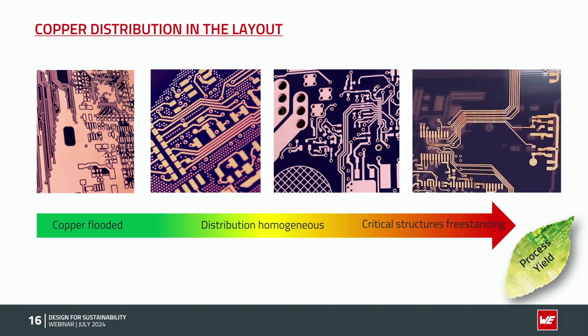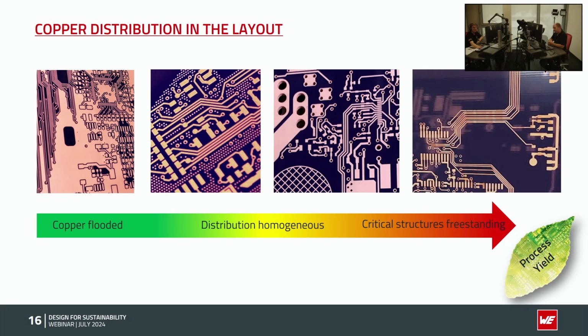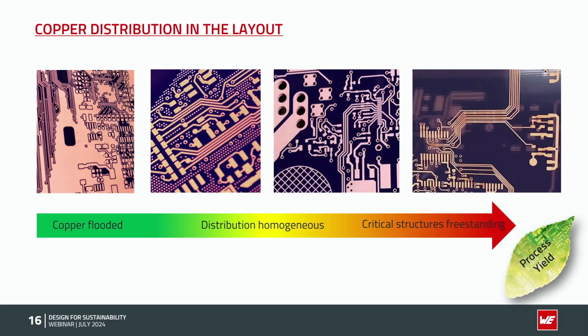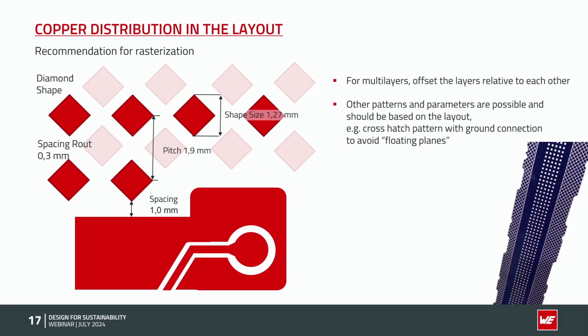It sounds a little bit not intentional, because if you have more copper, it saves resources, but it's true. You can avoid extra processes, additional processes with this copper flooding. So if you have more copper, it can even be more sustainable in this special application. So this will improve the yield. It can also reduce some extra processes. So the more homogeneous the layout is, the better it will get.